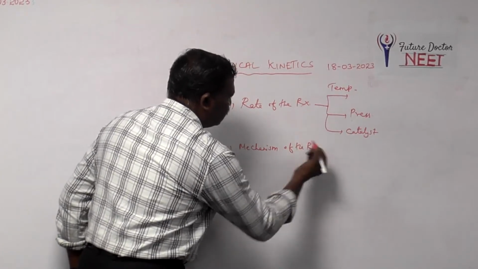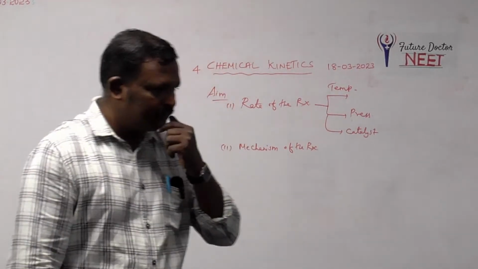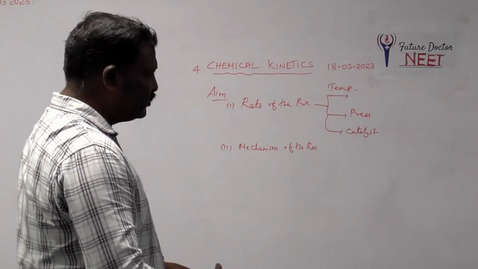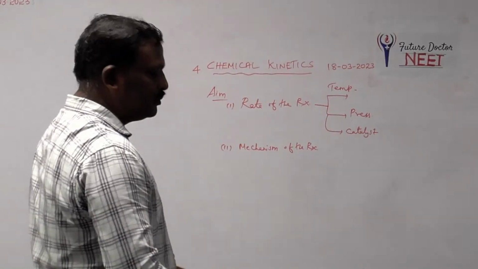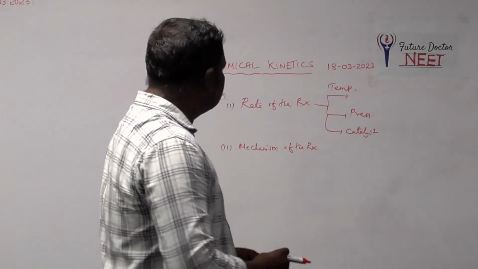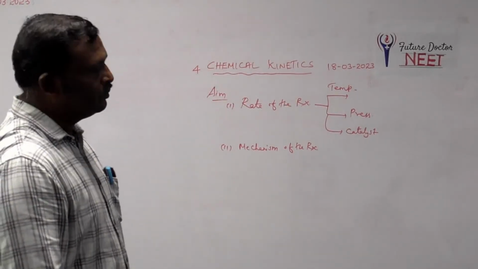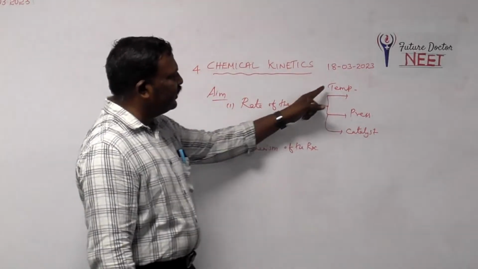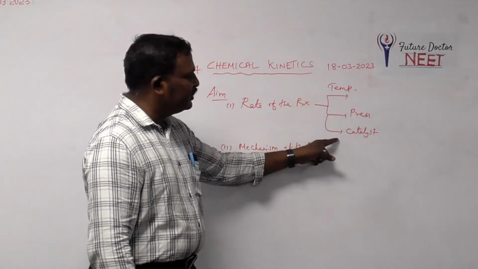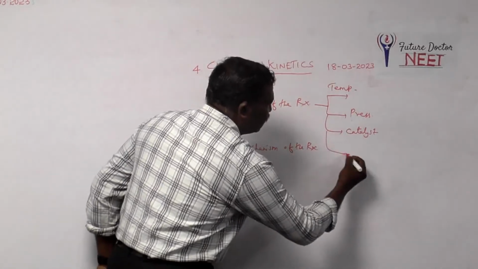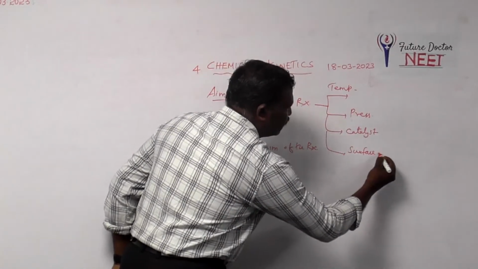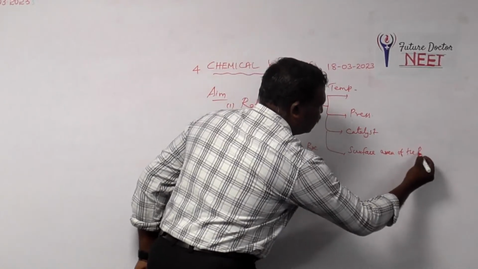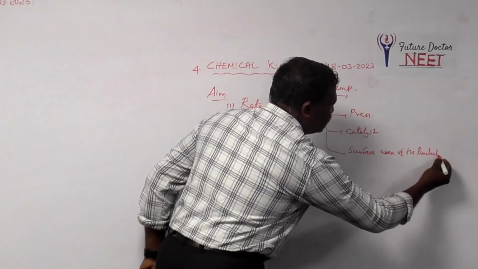Mechanism of the reaction. Okay. These are the important factors: temperature, pressure, catalyst. Apart from that, we have what? Surface area. Surface area of the reactant.